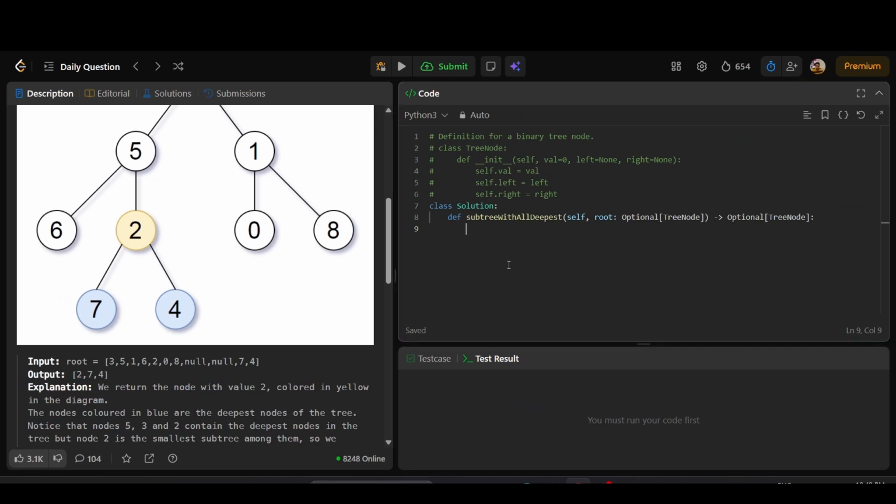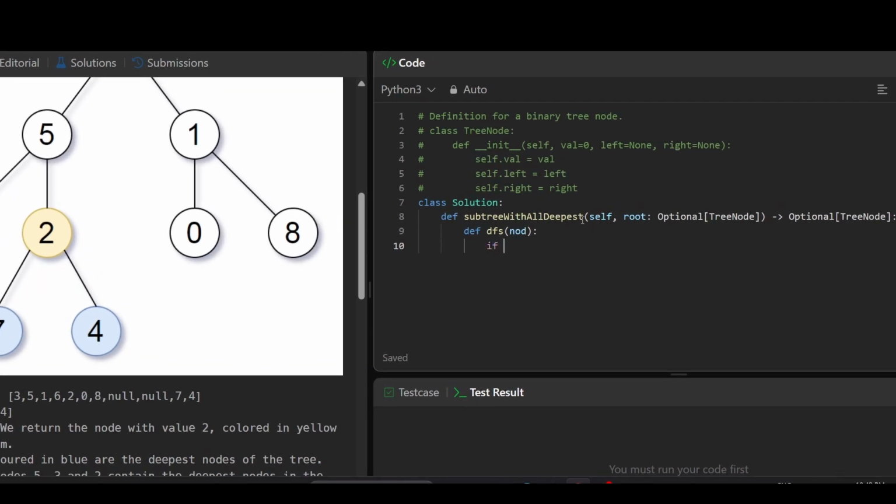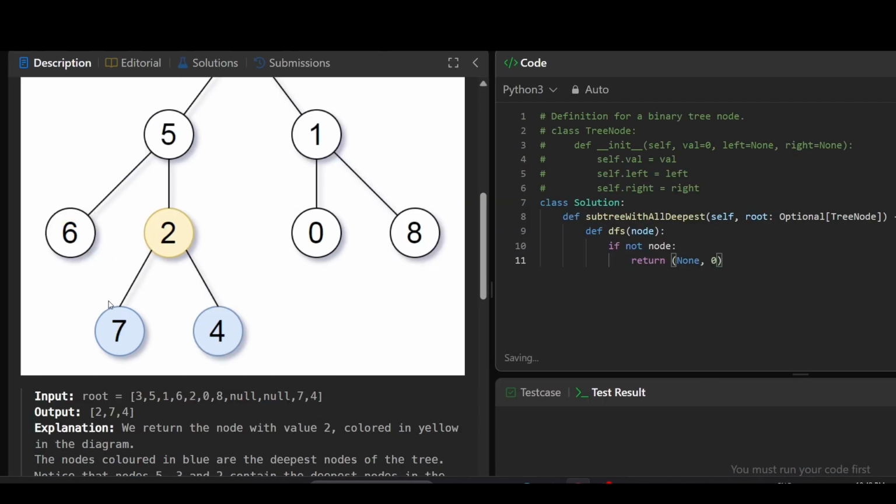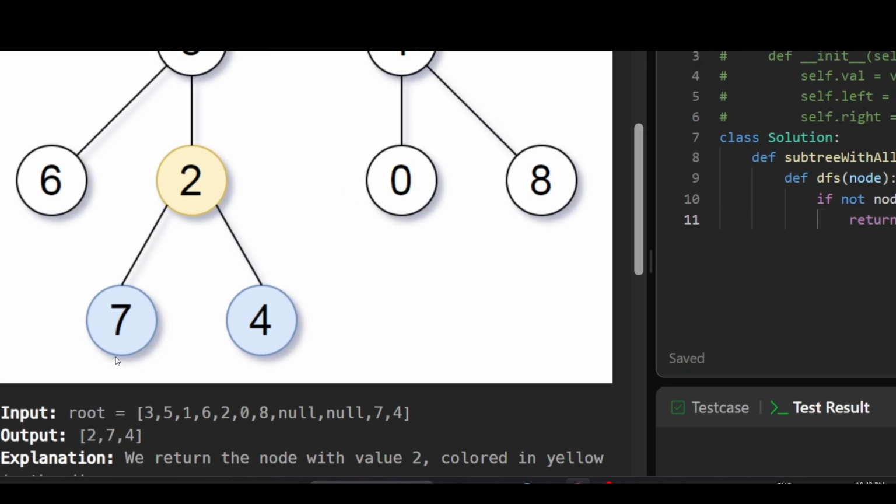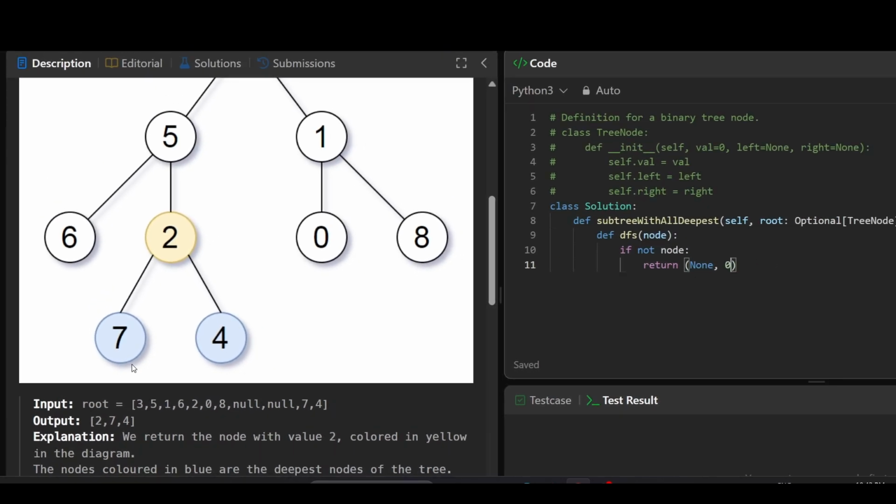So how do we code this up? I'll try to code this up in Python using the DFS approach. So first I'm trying to define the DFS, and the base case is if it's not a node, we return a tuple value, which has got None and also the height of the tree. So basically, what is this base case? When you reach the end of the leaf node, you are returning a tuple: the node, which is None, and the height of it, which is 0.